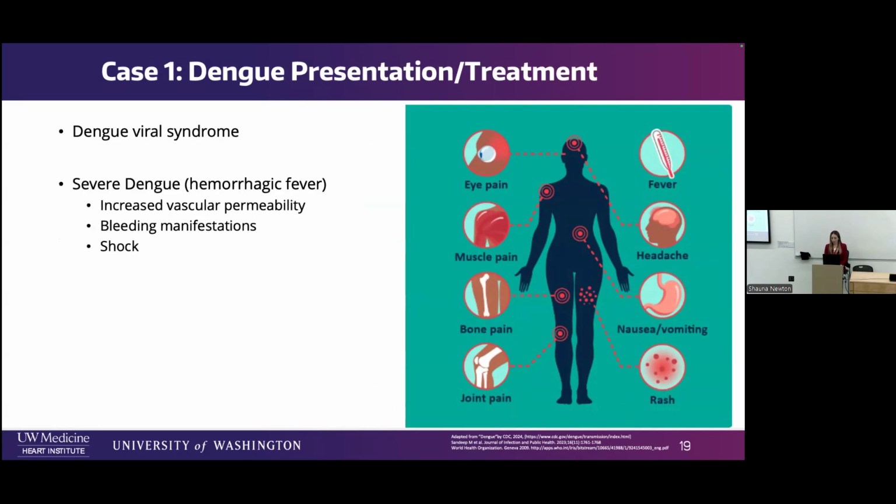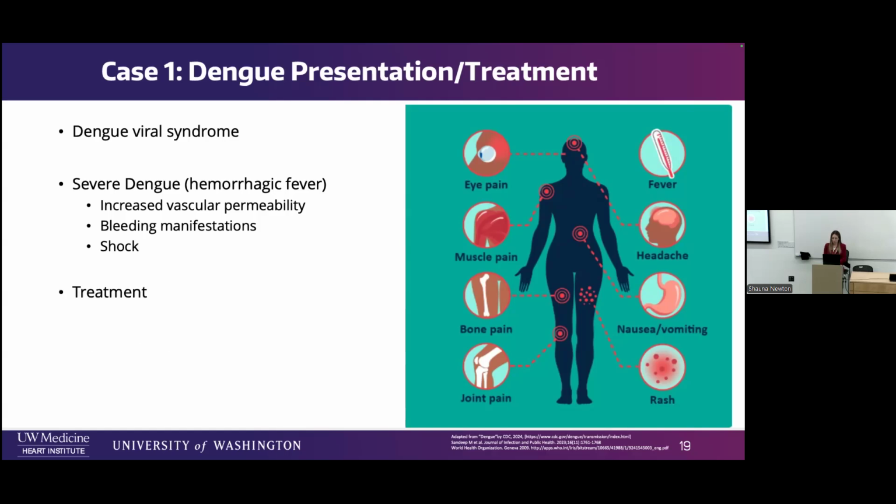In less than 5% of patients, you can get severe dengue, which is also called hemorrhagic fever. This is characterized by increased vascular permeability, so you have pleural effusions, ascites, and pericardial effusions have also been described. And you can get bleeding manifestations, including petechiae, ecchymoses, purpura, and GI bleeding. These patients also can develop shock. Usually it's more of a distributive shock picture.